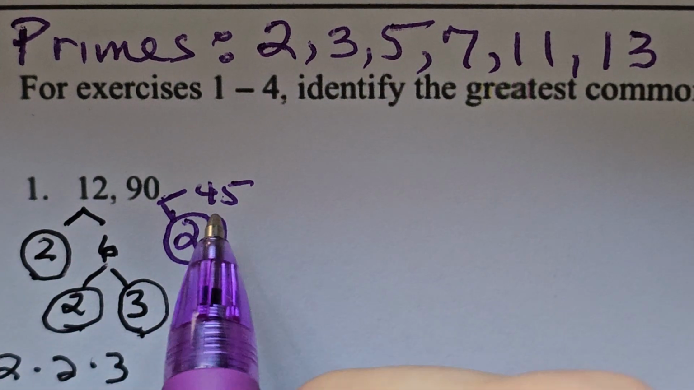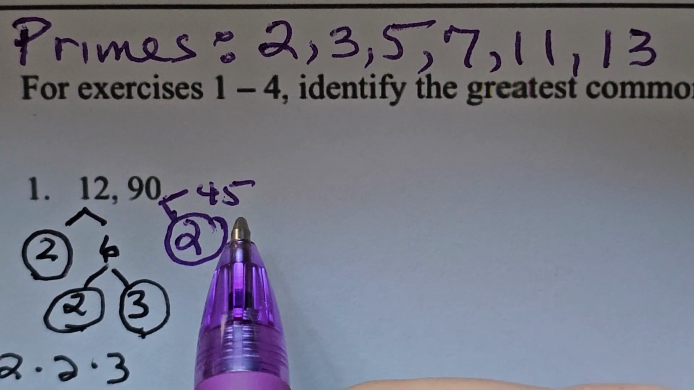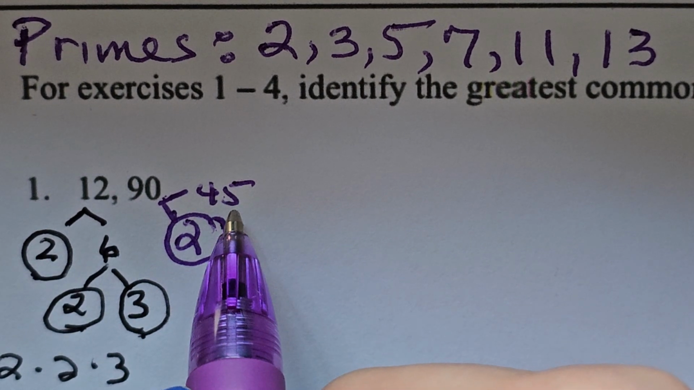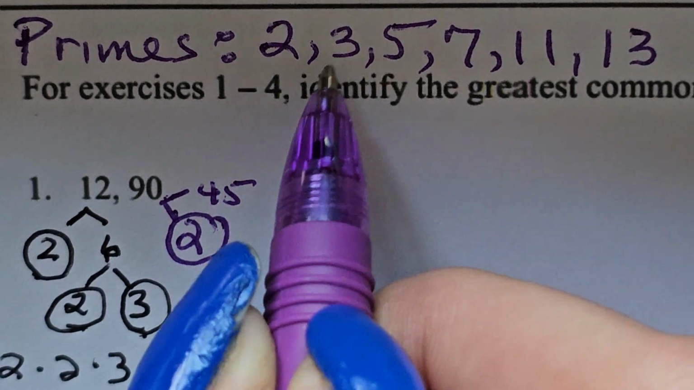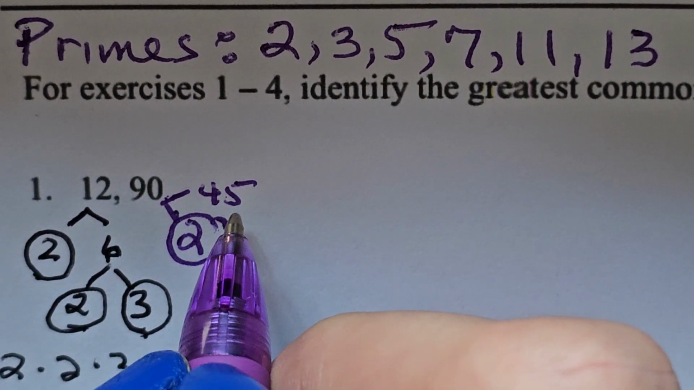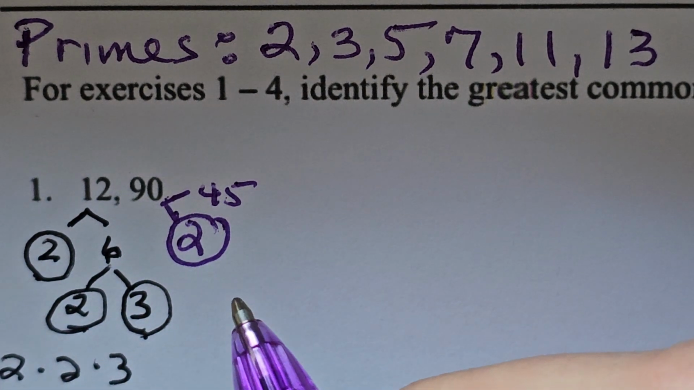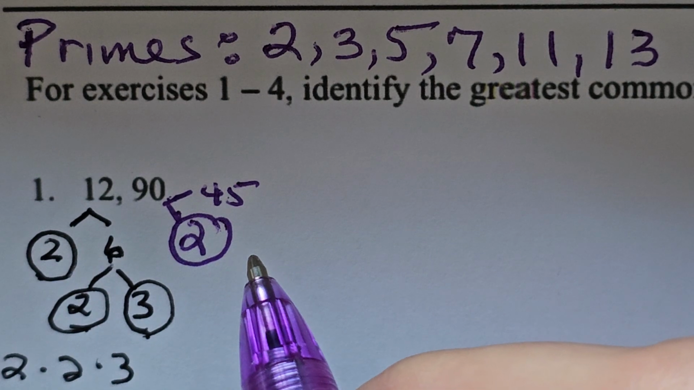So anyway, I'm going to move on. Does 2 divide into 45? No, because this is not even. Now, does 3 divide into 45? Because that's our next smallest prime. Yes. Now you may have said, well, I know that 5 divides into there. And you're right, 5 does divide into there, 5 times 9, and you could totally do it that way.